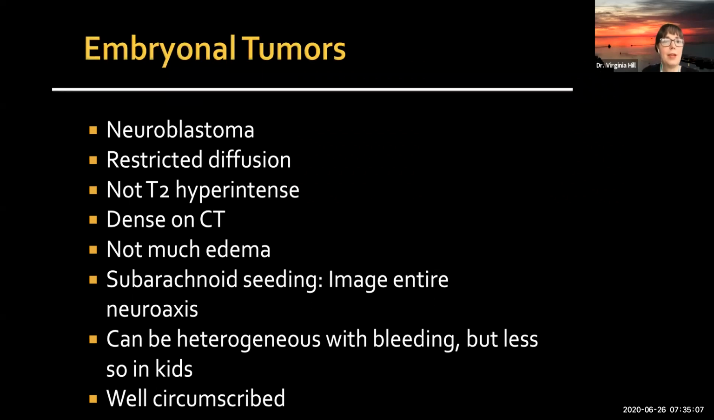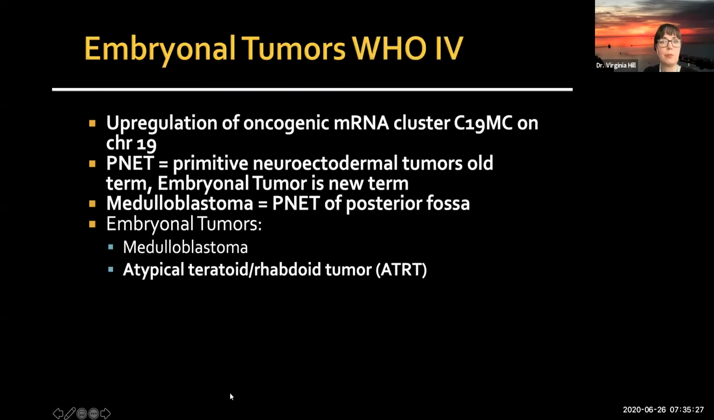Embryonal tumors include neuroblastoma. They have restricted diffusion. They're not T2 hyperintense as much because they're highly cellular. They tend to be dense on CT. There's not much edema. You do have a lot of subarachnoid seeding, so you have to image the entire neuroaxis. They can be heterogeneous with bleeding, but less so in children, and they tend to be well circumscribed.